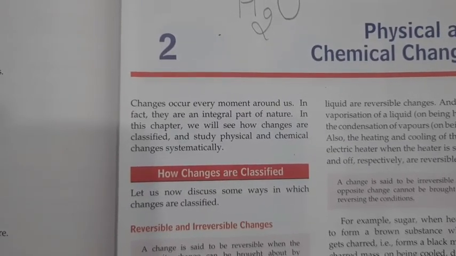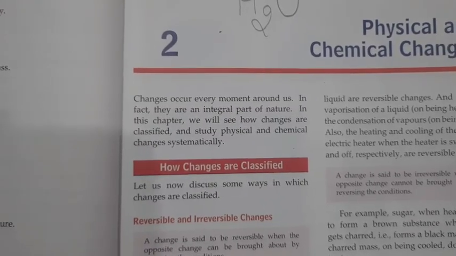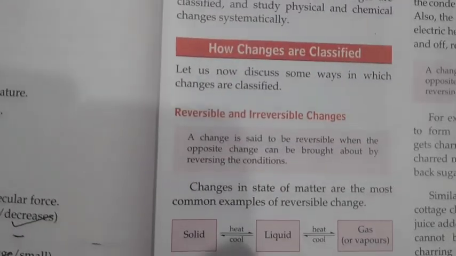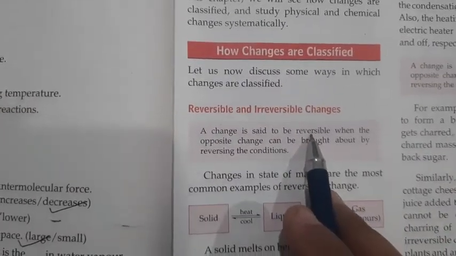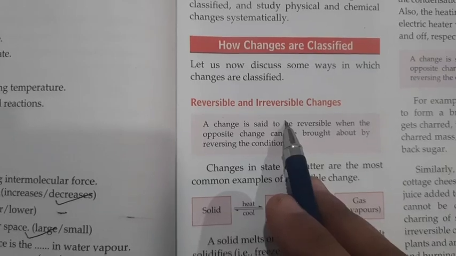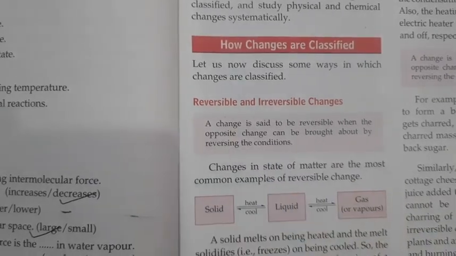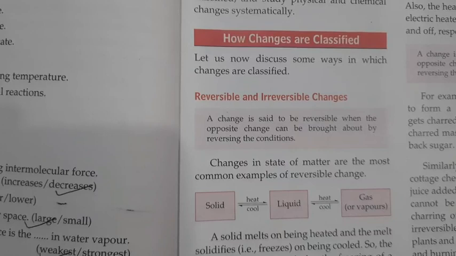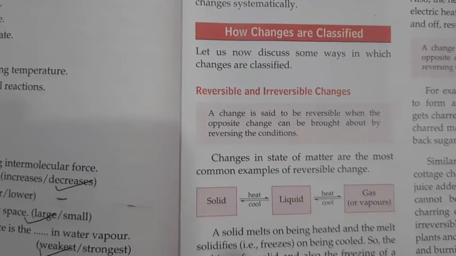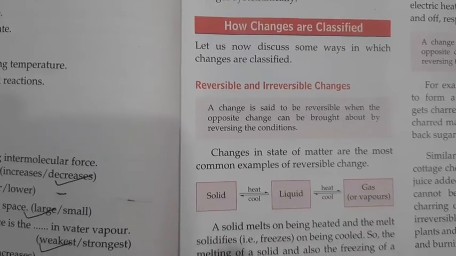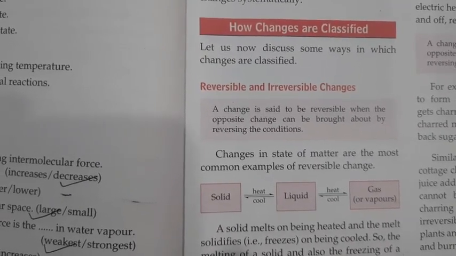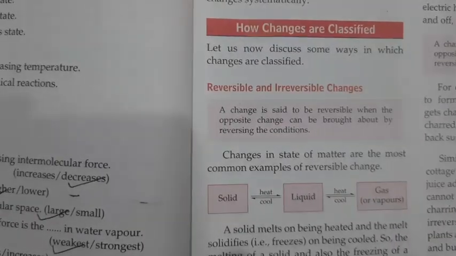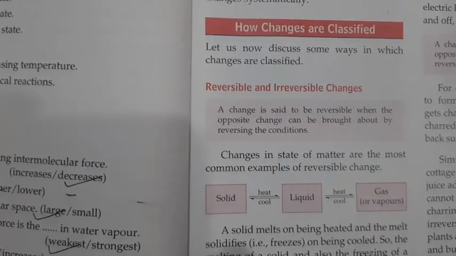But before discussing physical and chemical changes, we must know about reversible and irreversible changes. What are reversible and irreversible changes? Those changes which can be reversed by reversing the conditions are reversible. Those which cannot be reversed are irreversible changes. Those that can't be reversed are generally chemical changes. Those that can be reversed are physical changes. However, some chemical changes can be reversed, but most chemical changes cannot be reversed by reversing the conditions.